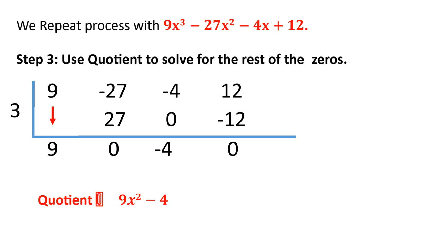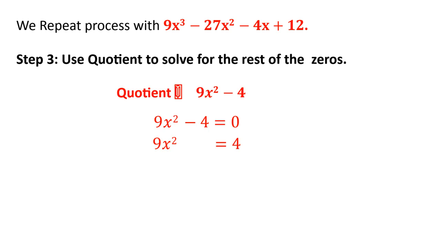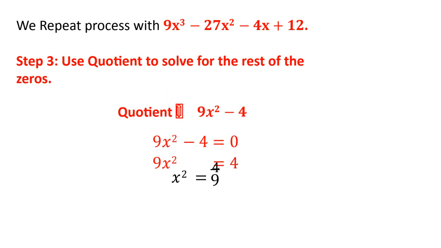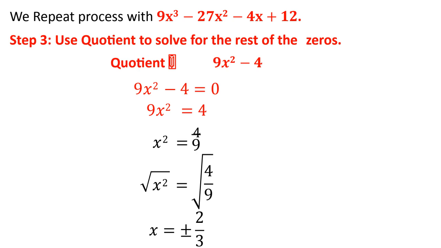So this one, we can use the square root property. Okay, so to solve for x, add 4 on both sides, and then divide by 9. And then we take the square root on both sides. And then remember, when we take a square root, we have a plus or minus here. And then x equals 2 over 3.